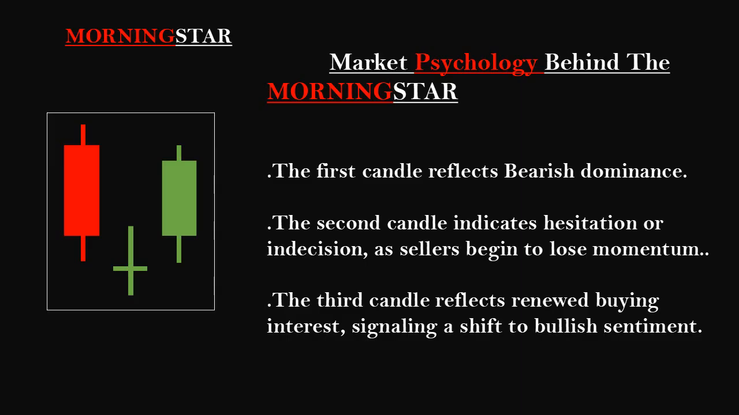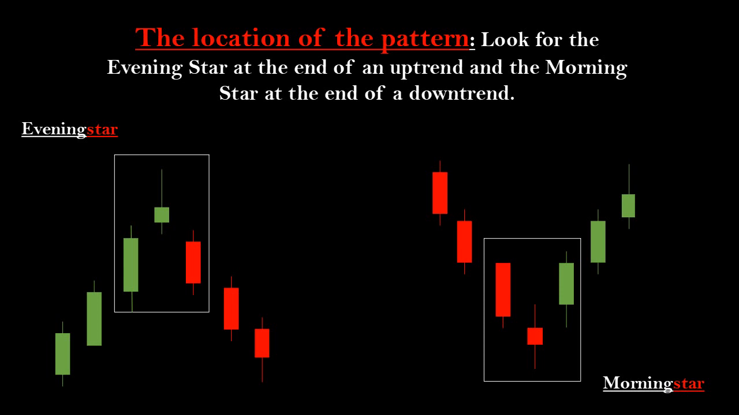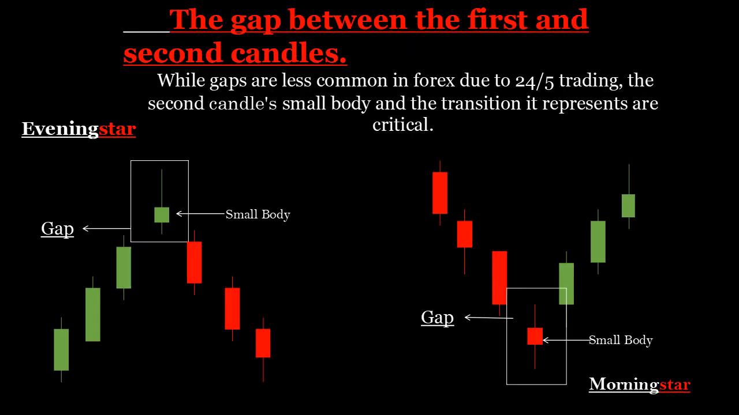How do we identify the evening star pattern and morning star pattern? First, the location of the pattern is crucial. For the evening star, look for it at the end of an uptrend. Conversely, the morning star should be spotted at the end of a downtrend, as these positions indicate potential turning points in the market.